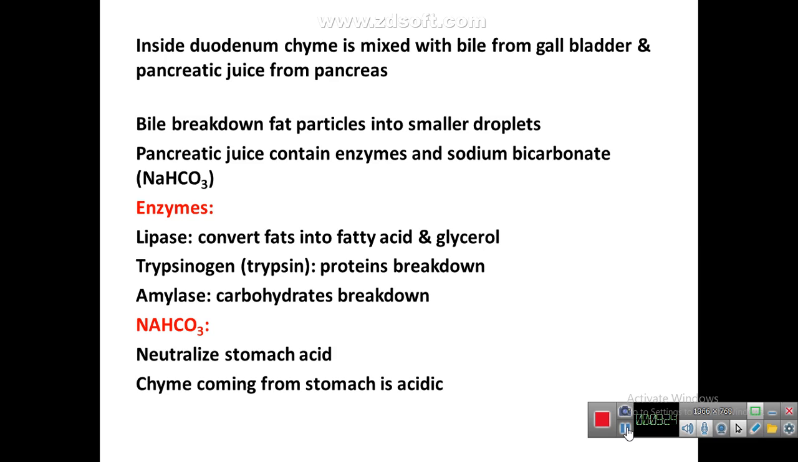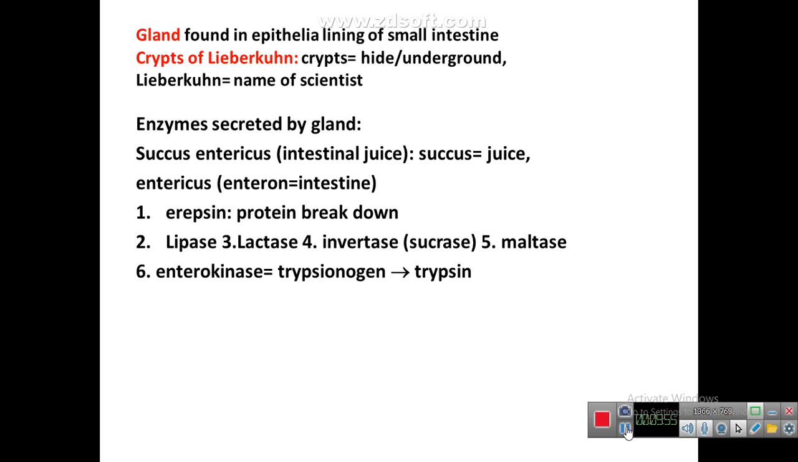The function of sodium bicarbonate is that it neutralizes stomach acid. Chyme that is coming from the stomach is acidic. As the stomach contains HCl, the chyme coming from the stomach into the small intestine also contains acid. The pH of the small intestine is basic, so in order to neutralize the acidic chyme coming from the stomach, sodium bicarbonate helps to neutralize it.